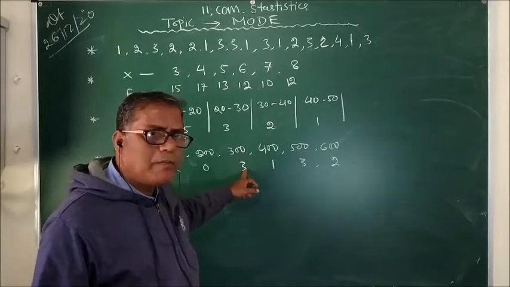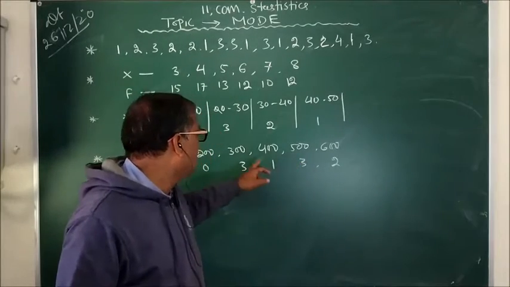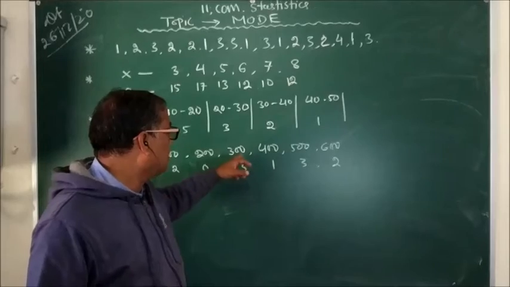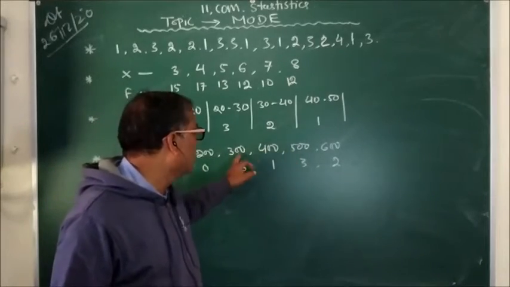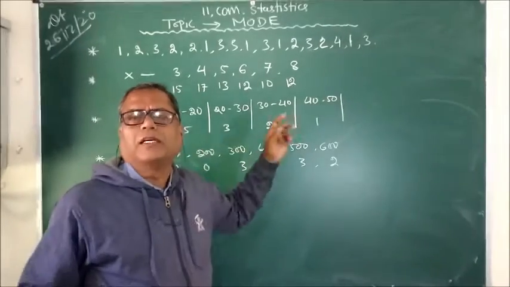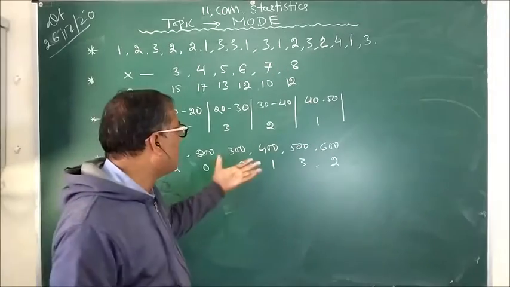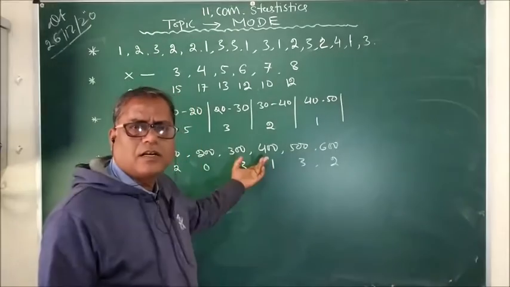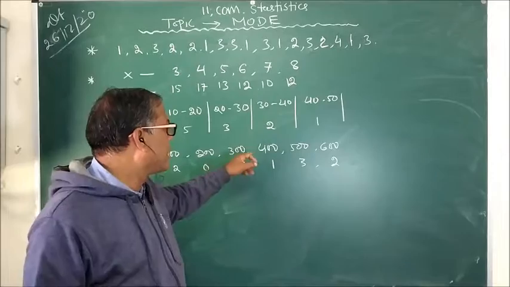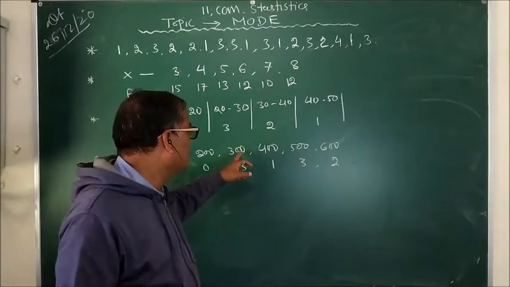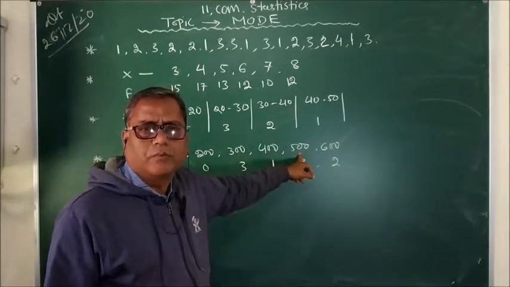So the maximum frequency, that is 3, represents two different values, 300 and 500. Hence, here we are confused by simply observing the data of the series. We cannot determine whether 300 is the mode or 500 is the mode.